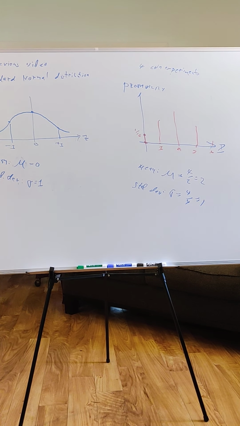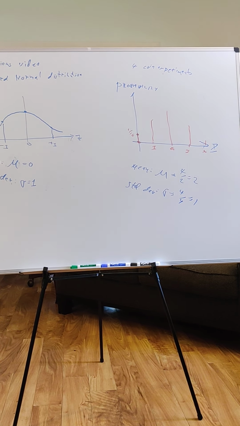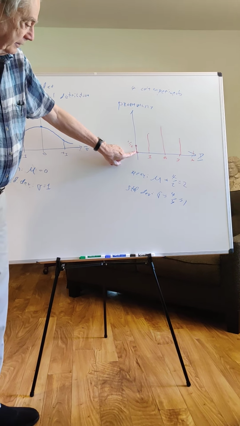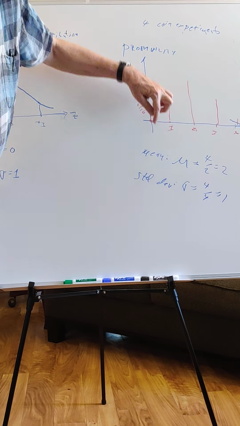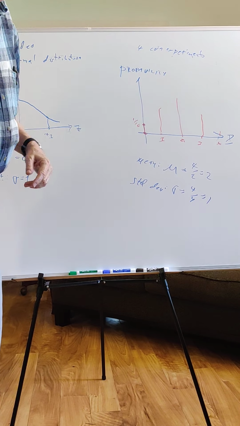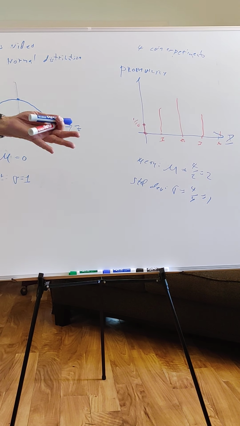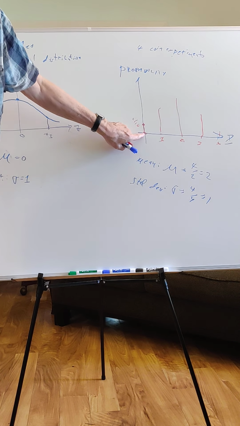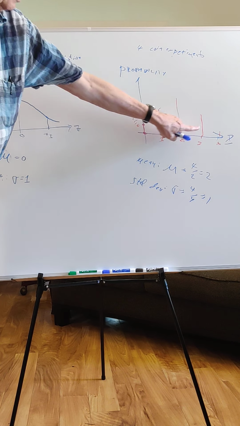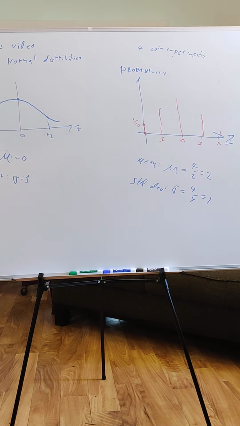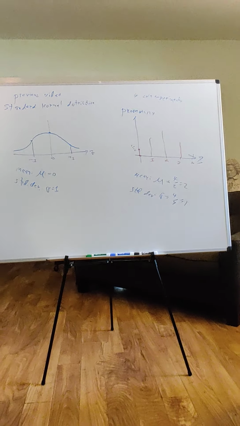Okay, but the most important distinction is the only values that this random variable can take on are 0 through 4, the counting numbers, 0, 1, 2, 3, 4. If you toss 4 coins and see how many heads there are, you can't get 3.5 heads or 2 1/3 heads. It has to be an integer, a counting number. So there are gaps between these red lines. By contrast, for any normal distribution, the random variable can take on any value.